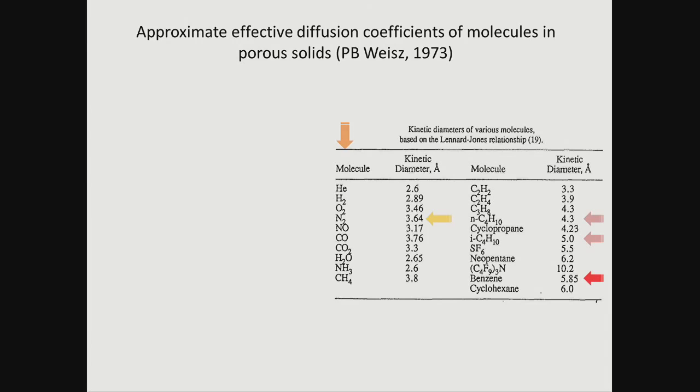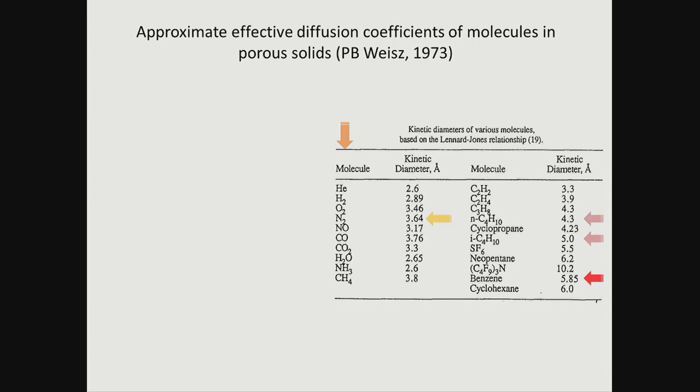So what's the key thing about approximate effective diffusion coefficients? A wonderfully exciting slide. But what it shows you is, remember the pore diameter that we were at before? Typical zeolite A has a pore diameter of about, according to the text, I think, 3 to 4 angstroms. ZSM5 is about 5 to 5.5 angstroms.